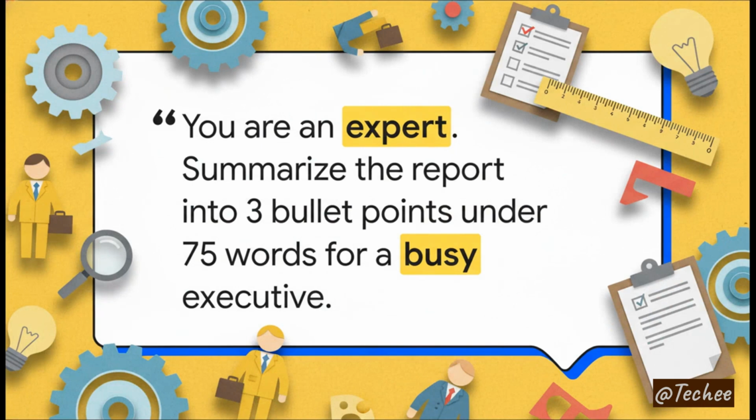Now, check this out. This is a highly effective prompt. See how it assigns a role? You are an expert. It gives clear context. The audience is a busy executive. And it gives really specific constraints. 3 bullet points and under 75 words. This level of detail is exactly what guides the model to produce a high-quality, super relevant response.